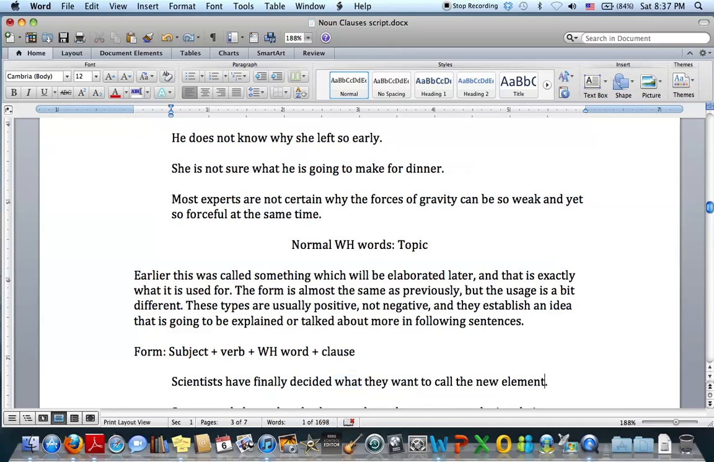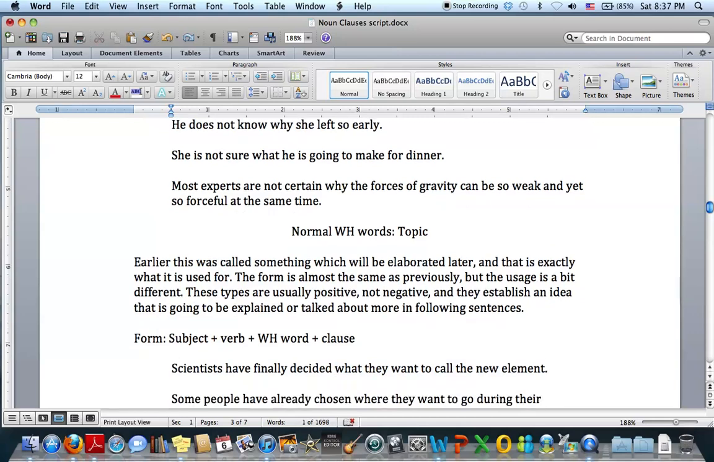Okay, scientists have finally decided what, so there's our WH word right there, what they want to call the new element. And same thing as before, this WH word substitutes for some piece of this clause right here. What they want to call the new element. Well, if we just look at the clause, they want to call the new element, we're missing the name right here, right? What do they want to call it? Well, here's what the what is substituting for.